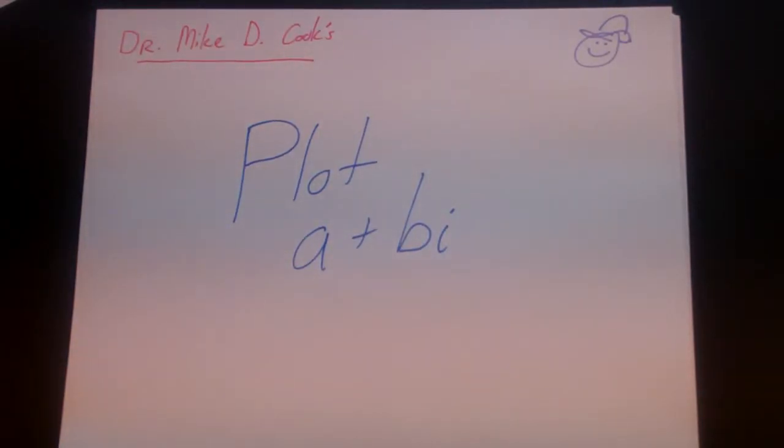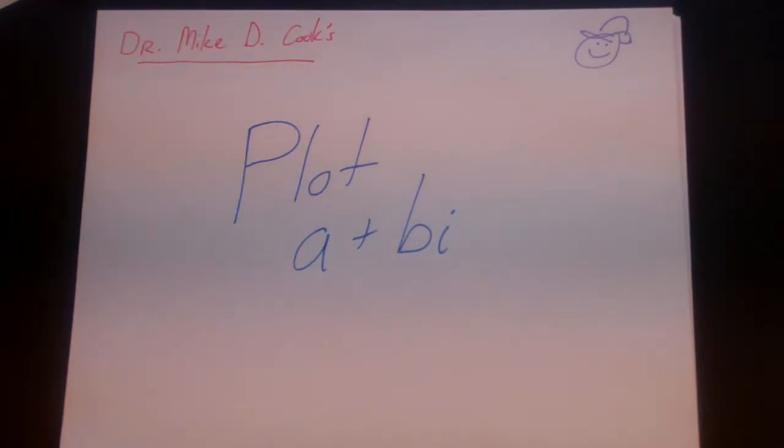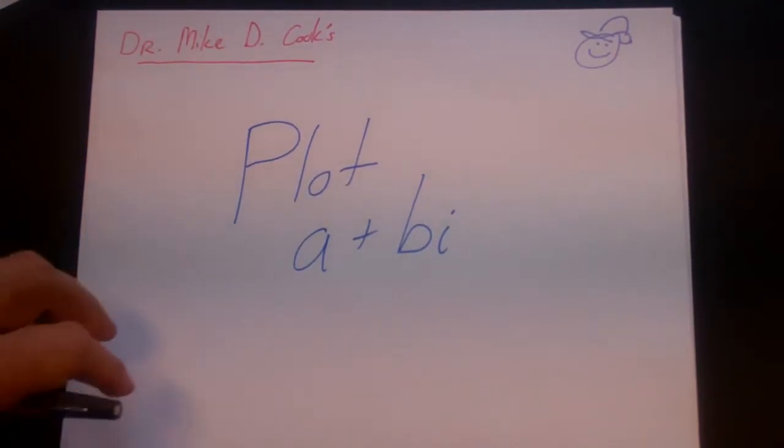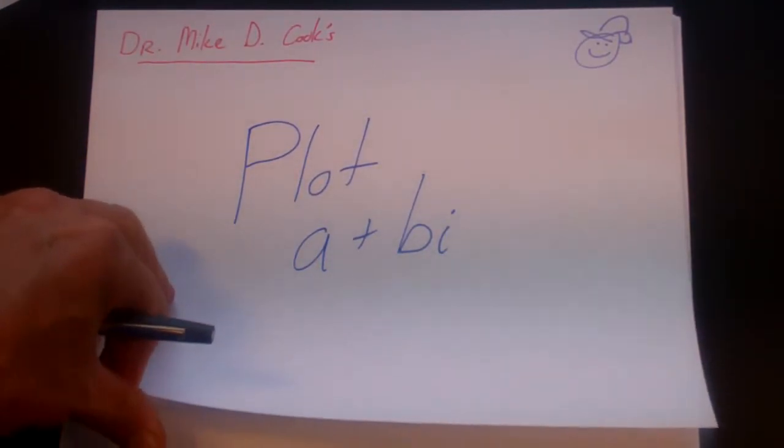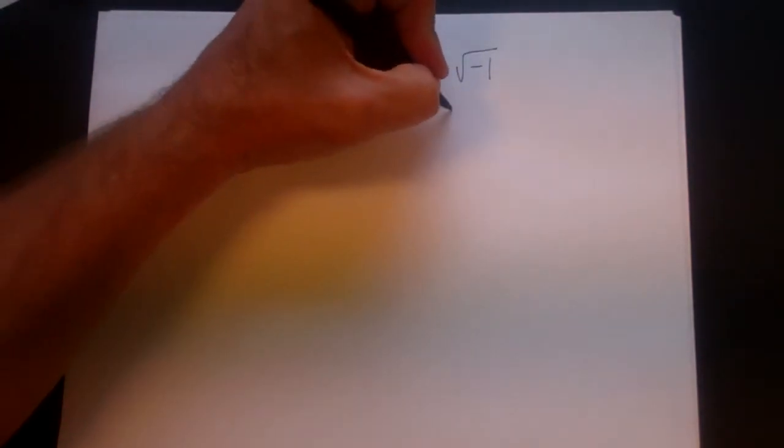This is another in a series of videos on complex numbers, and in this video we're going to plot complex numbers in the form a plus bi. So let's review real quickly. A complex number is any number that can be written in the form a plus bi, where a and b are real numbers and i is defined as the square root of -1, or what's called the imaginary unit.